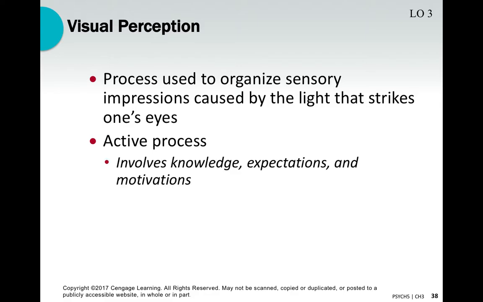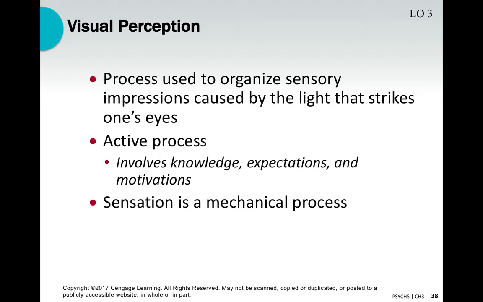It involves our perception. So we take in all this information, but how do we make sense of it? Oftentimes, that's based on our prior knowledge, expectations we have, motivations, emotions, all kinds of factors that are in play in determining, once we see something, how do we interpret what we see? So that's where we're going with the rest of this chapter. We see it, now what does it mean?